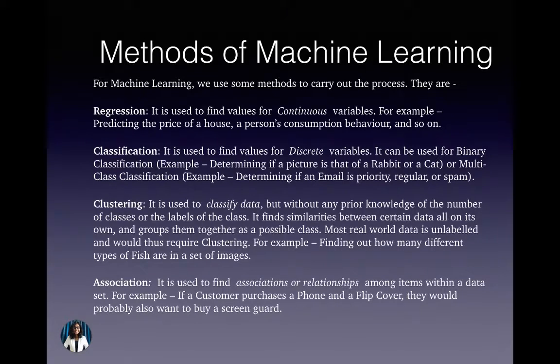The fourth method is association. This is used to find, as the name suggests, associations or relationships among items within a data set. So an example would be if a customer purchases a phone and a flip cover, they would most likely also want to buy a screen guard.